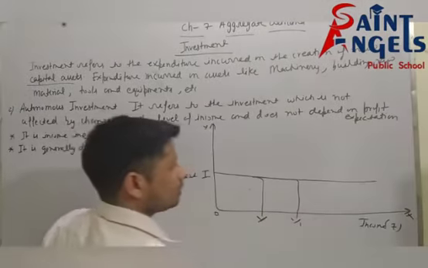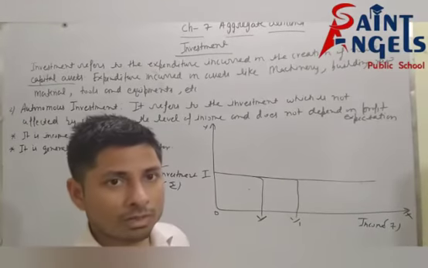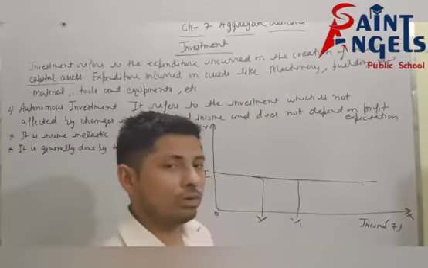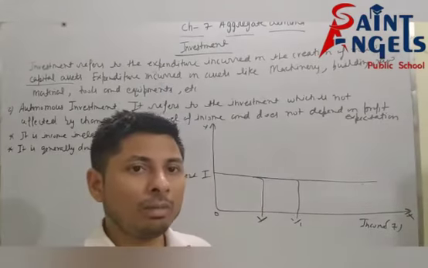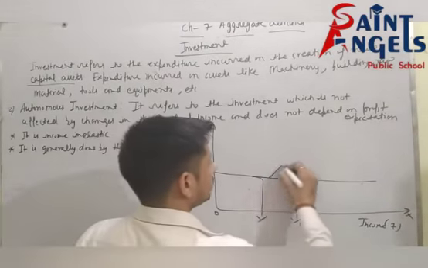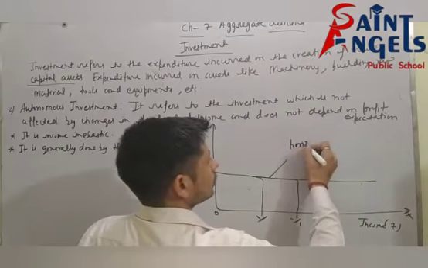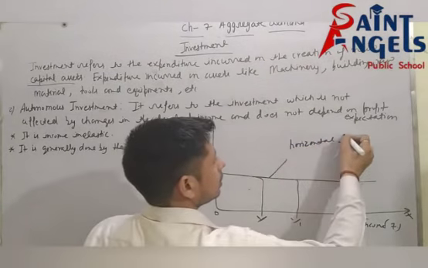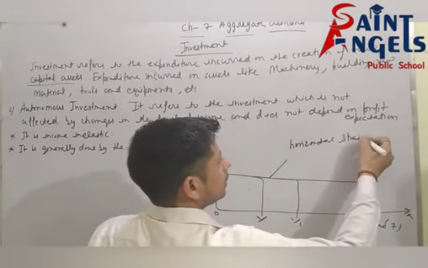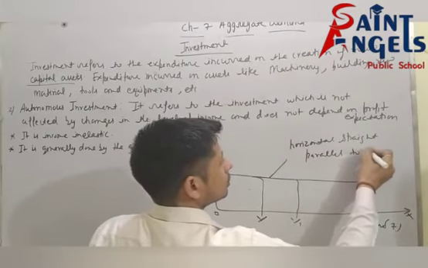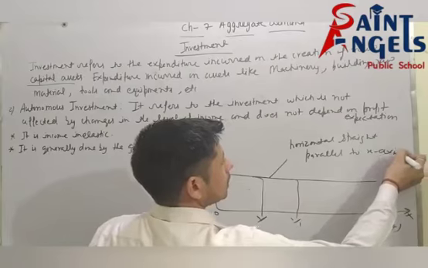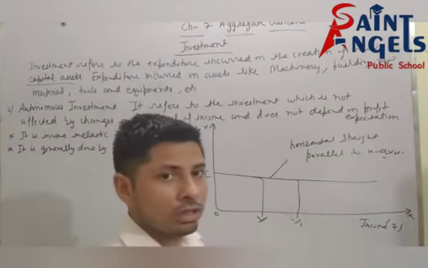So the autonomous investment curve will be a horizontal straight line parallel to the x-axis. I hope all of you have understood.